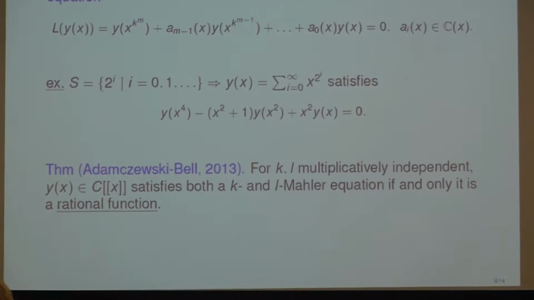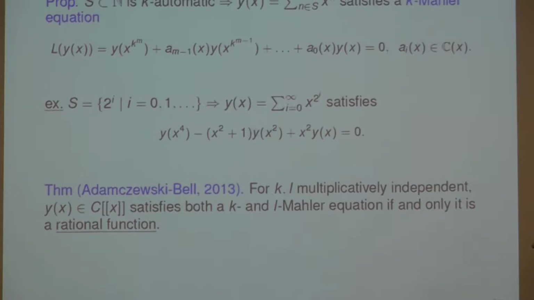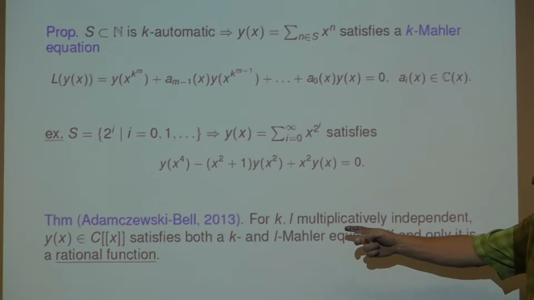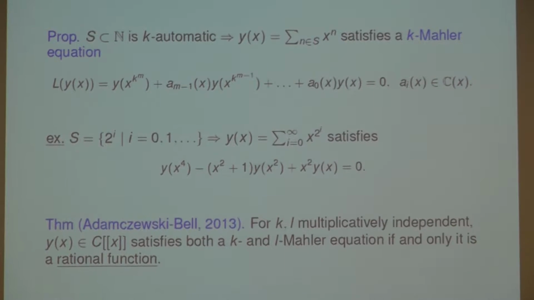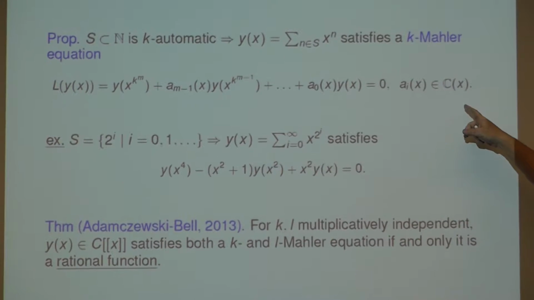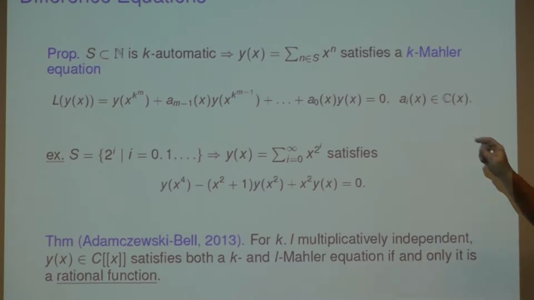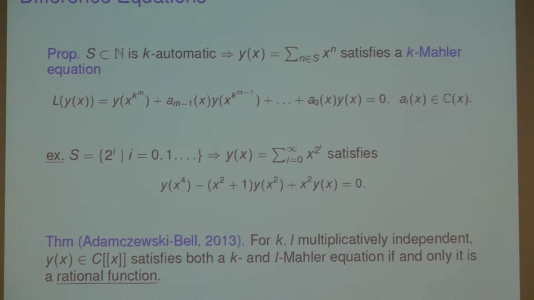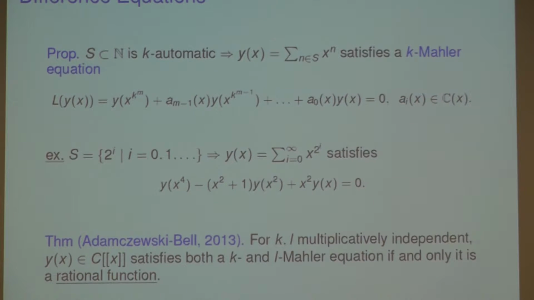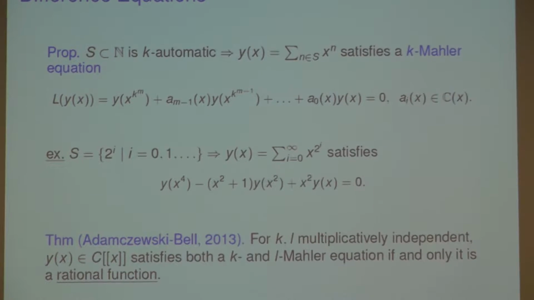Okay, so there's an interesting result about these k-Mahler equations, due to Bell. And again, it's a result that says if k and l are multiplicatively independent, and you have a power series that satisfies an equation like this with k, and an equation perhaps of a different order with l, then that power series is the expansion of a rational function.